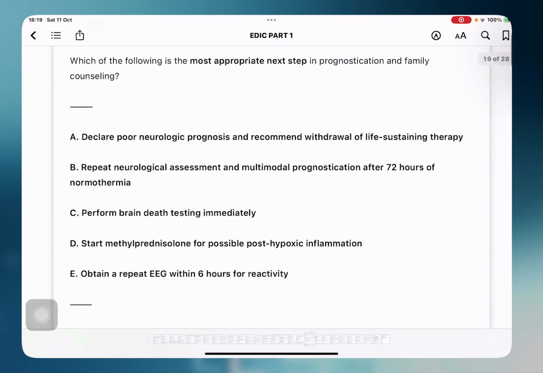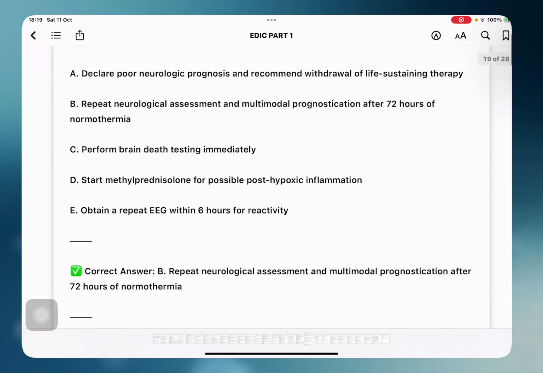Number one, declare a poor neurological prognosis and recommend withdrawal of life support treatment. Number two, repeat neurological assessment and multimodal prognostication after 72 hours of normothermia. Number three, perform brain death assessment immediately. Number four, start methylprednisolone for possible post-hypoxic inflammation. Number five, obtain a repeat EEG for reactivity. So, what is the next most appropriate step? It is to repeat neurological assessment after 72 hours of normothermia.